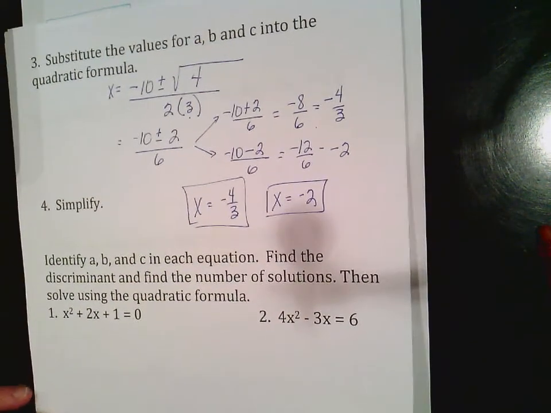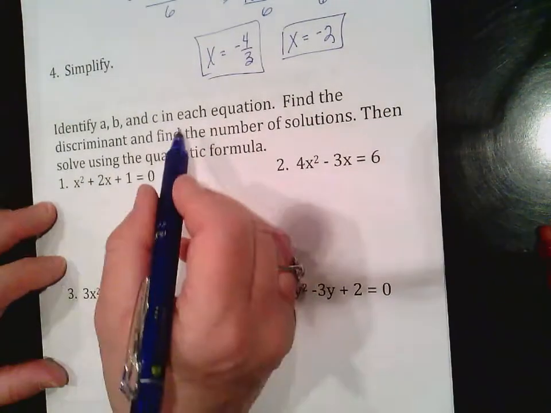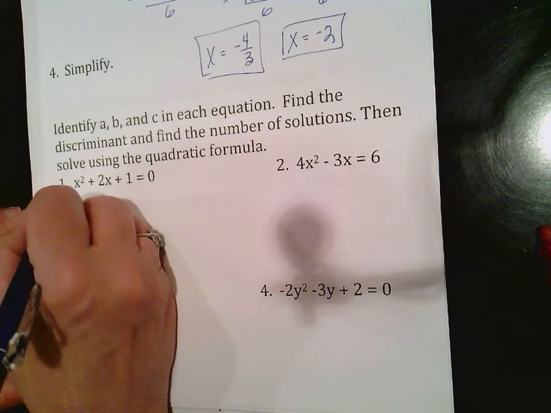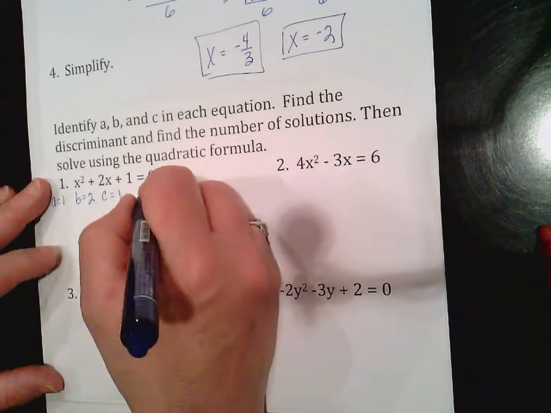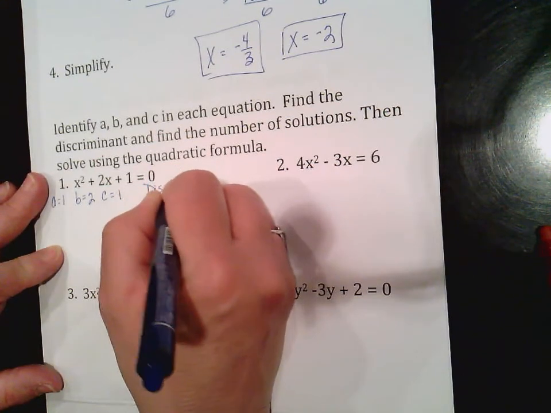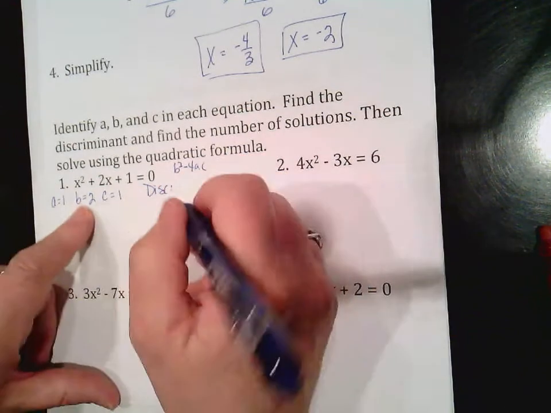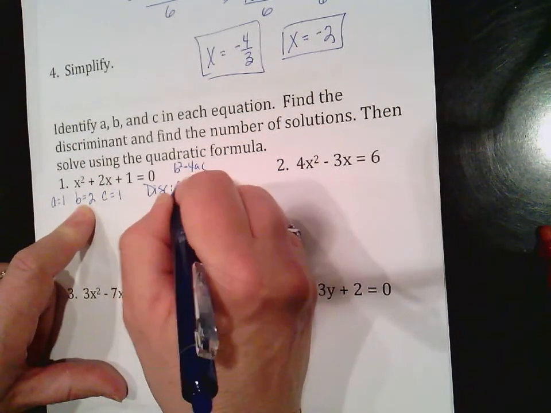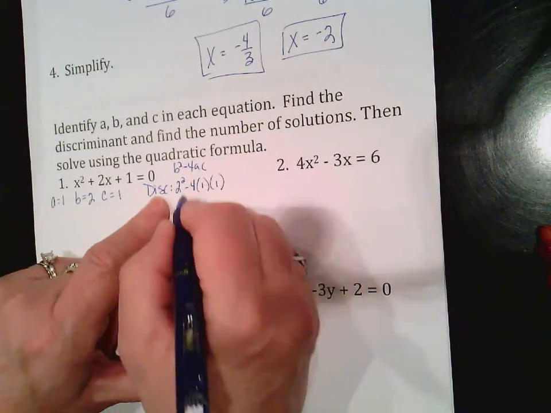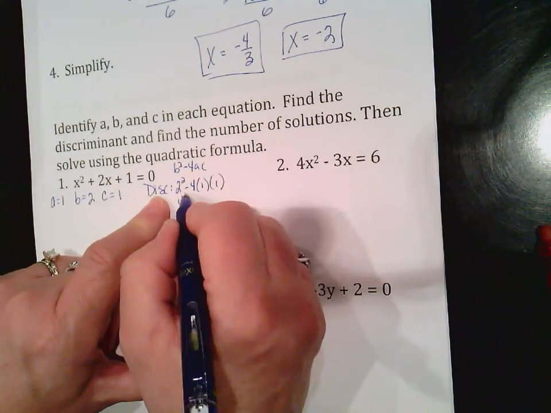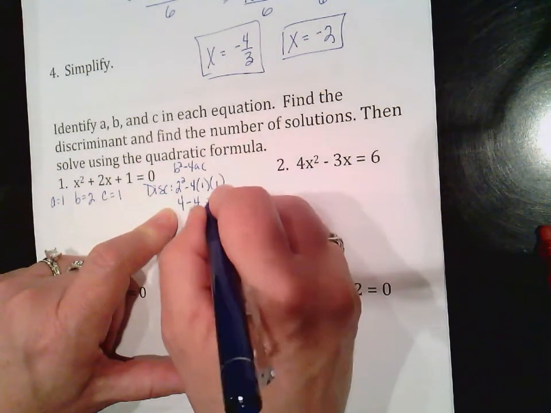Okay, so we're going to try again. Find a, b, and c. So my a is 1, my b is 2, my c is 1. My discriminant is the b squared minus 4ac. So my discriminant is going to be 2 squared minus 4 times my a, which is 1, times my c, which is 1. 2 squared is 4, minus 4 times 1 is 4, and 4 minus 4 is 0.